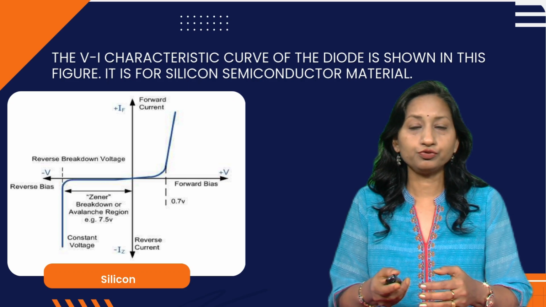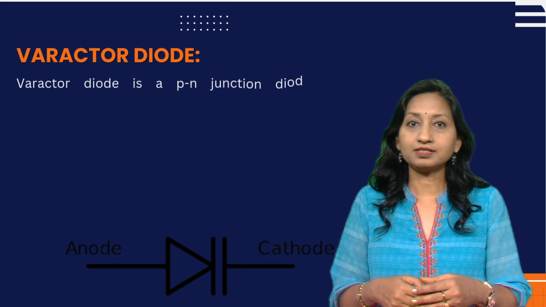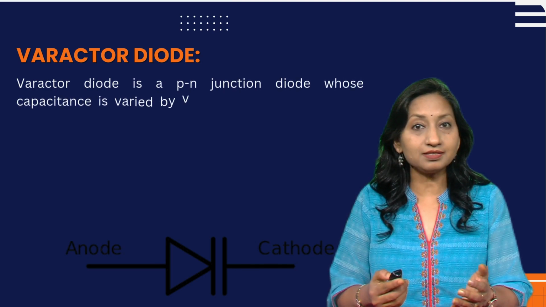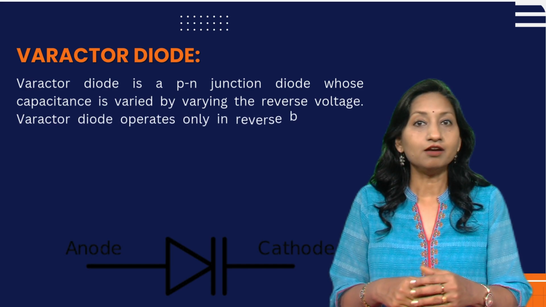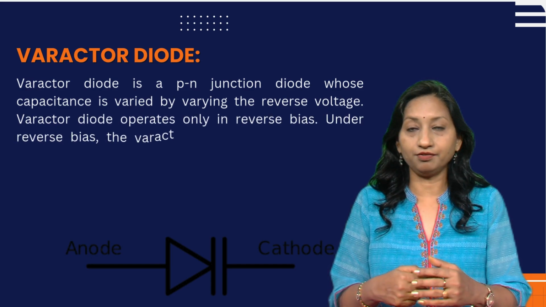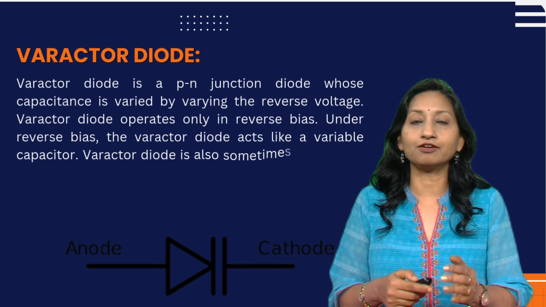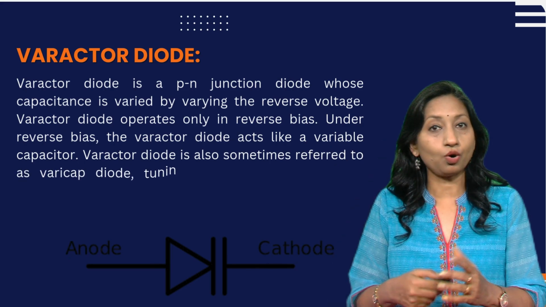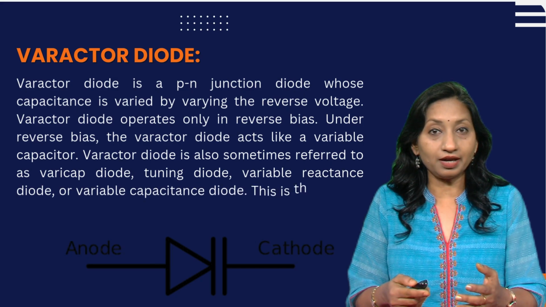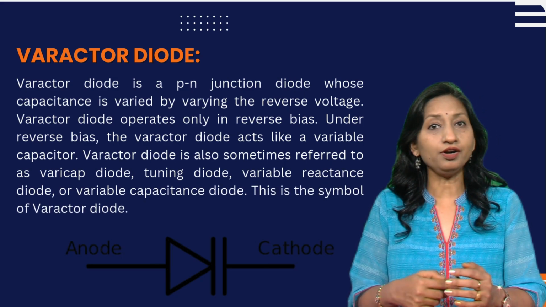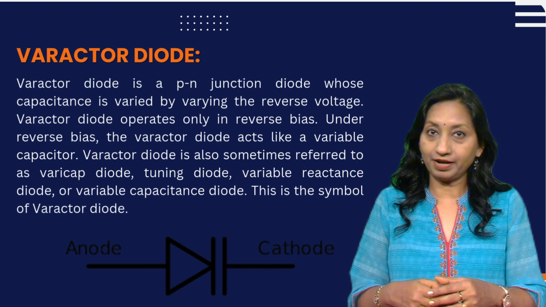So now let us move to another diode, that is called the varactor diode. A varactor diode is a PN junction diode whose capacitance is varied by varying the reverse voltage. Varactor diode operates only in the reverse bias. Under reverse bias, the varactor diode acts like a variable capacitor. Varactor diode is also sometimes referred to as varicap diode, tuning diode, variable reactance diode, or variable capacitance diode.